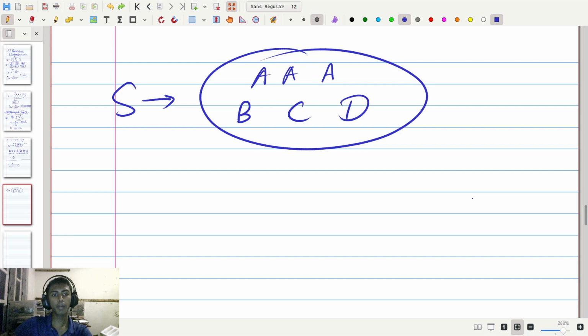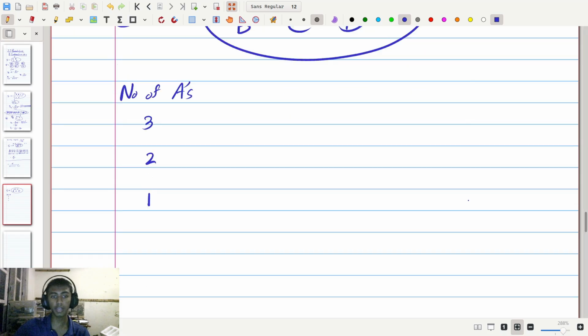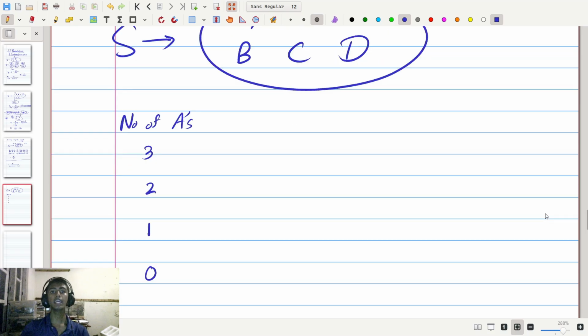So, for the number of A's, we could have 4 different values. We could have all 3 A's in our set of 3 different items. We could have 2 A's in our set of 3 different items. We could have only 1 A in our set of 3 different items. And we could have 0 A's in our set of 3 different items. Each of these cases, as it turns out, needs to be treated differently.